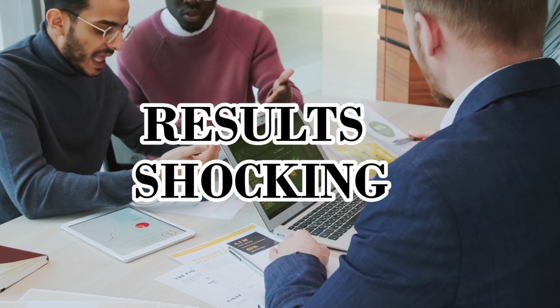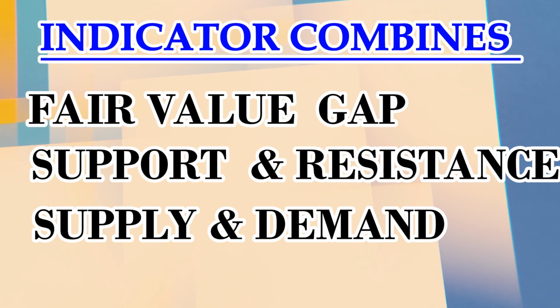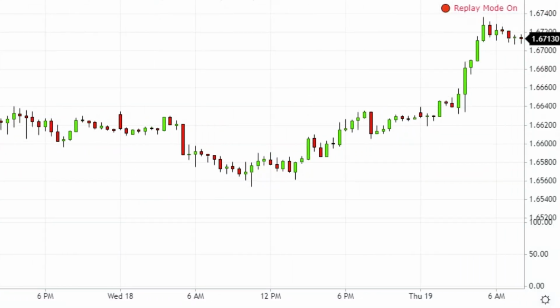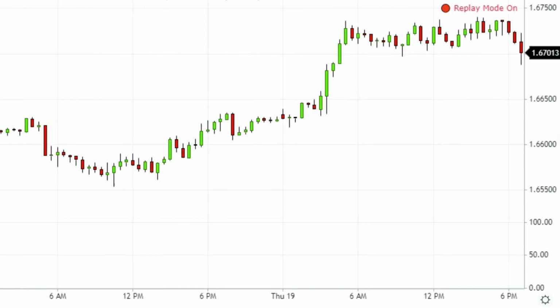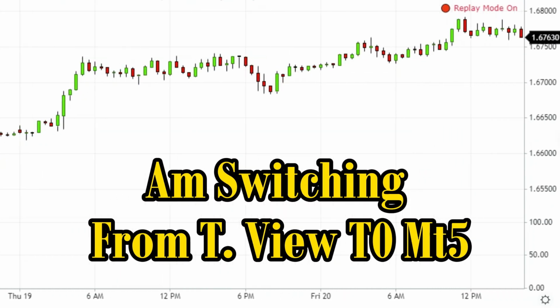This remarkable indicator stands out by seemingly integrating the fair value gap, support and resistance, and supply and demand zones, creating an incredible, powerful, reliable signal zone. Designed primarily for MT5, it is so effective that I'm making a switch from TradingView. Alright, let's dive into the nuts and bolts of this incredible indicator.